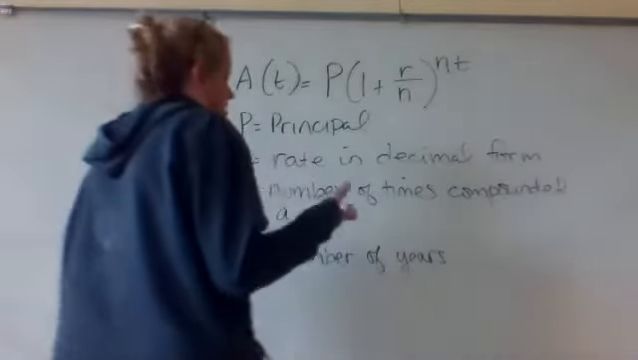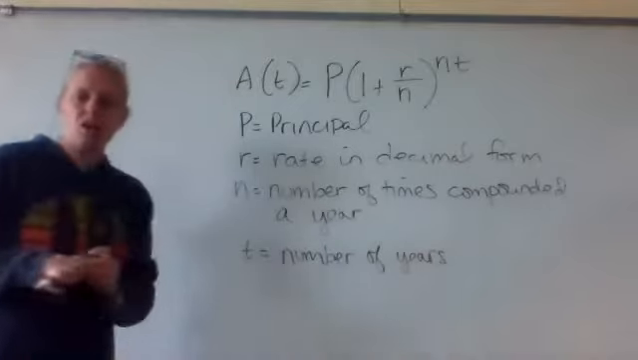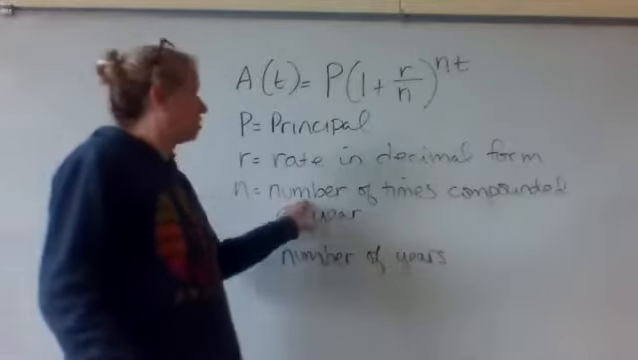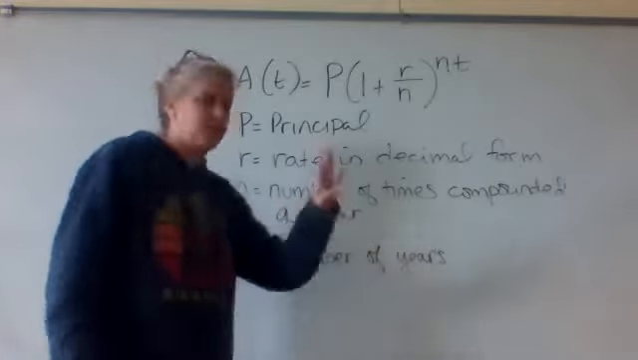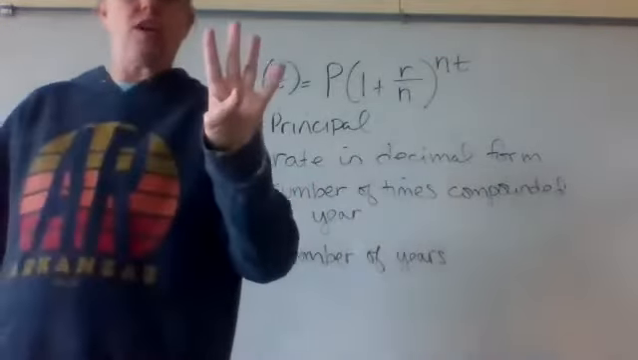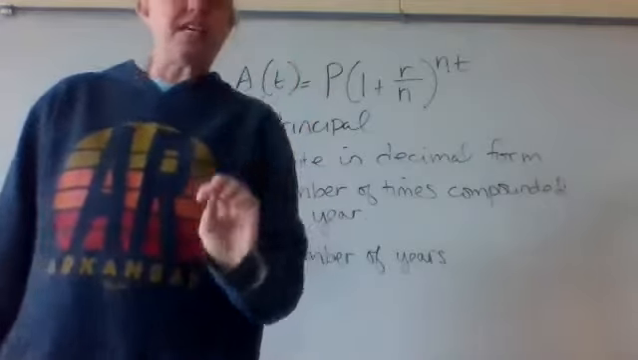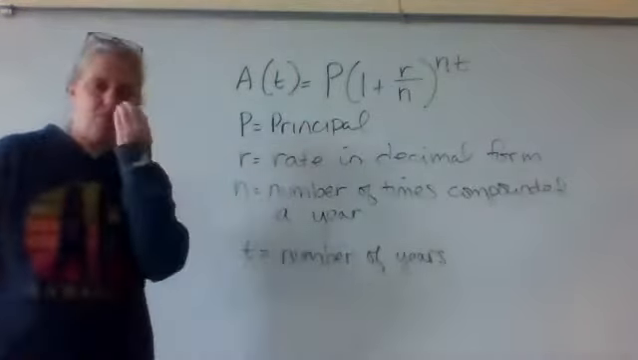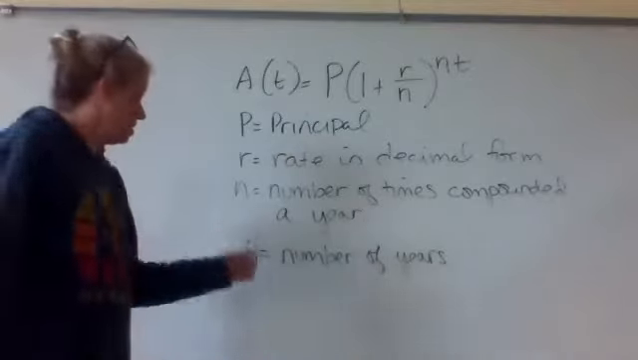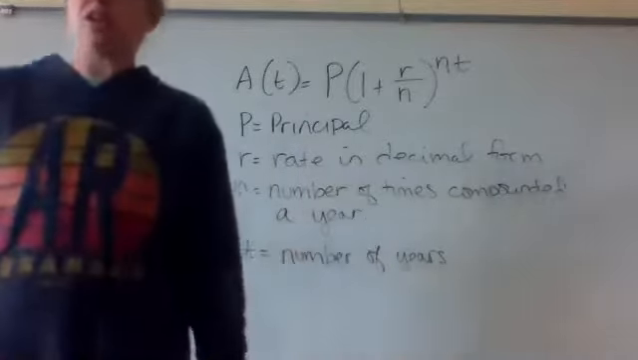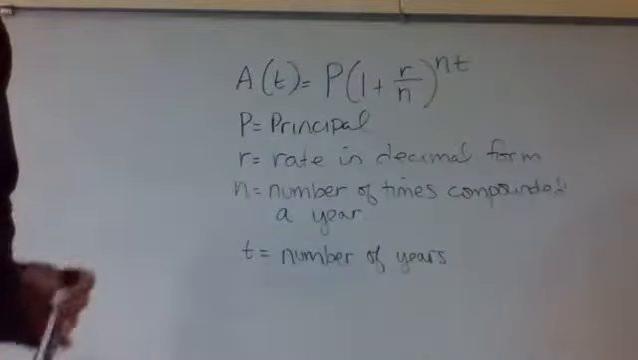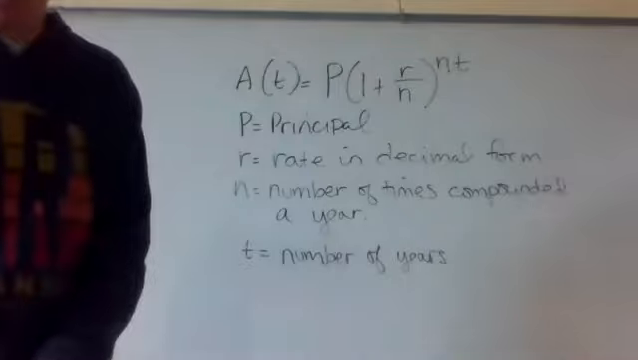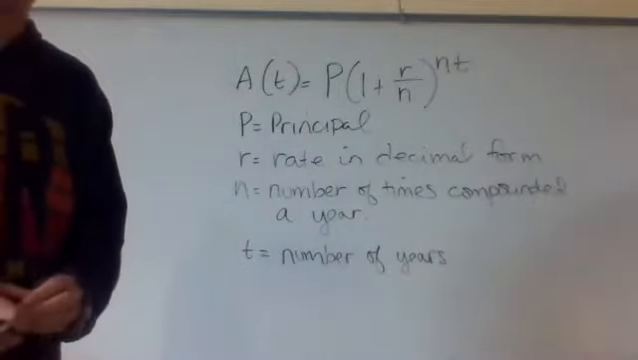So you're going to have to watch in this for words like quarterly or biannually. Quarterly means it would be compounded 4 times a year. So your N would be 4. If it says biannually, it'd be compounded 2 times a year. So your N would be 2. And the T is the number of years for the investment. So we're going to use this for problems 4 and 5.